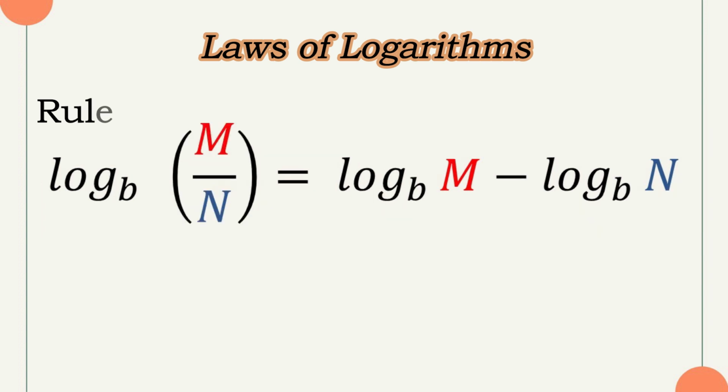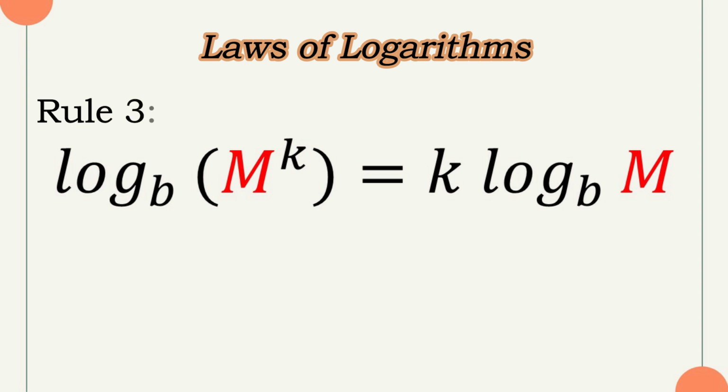Number 2. The logarithm of the quantity m over n to the base b equals the logarithm of m to the base b minus the logarithm of n to the base b. Number 3. The logarithm of the quantity m to the power of k to the base b equals k times the logarithm of m to the base b.